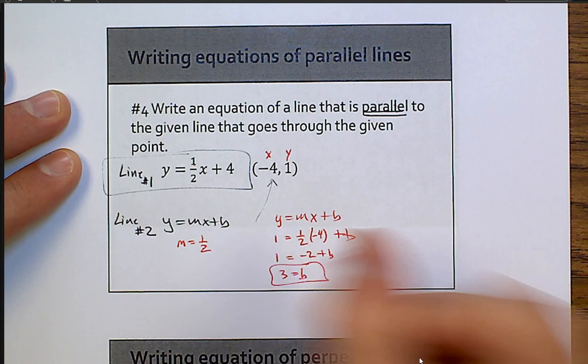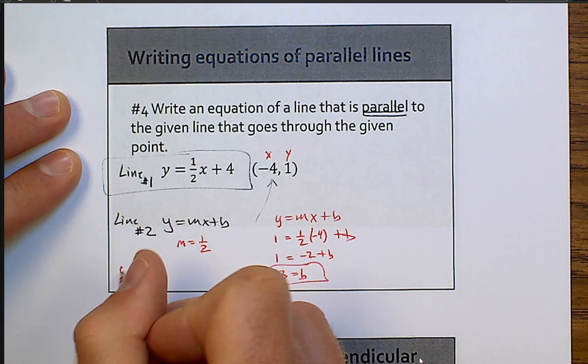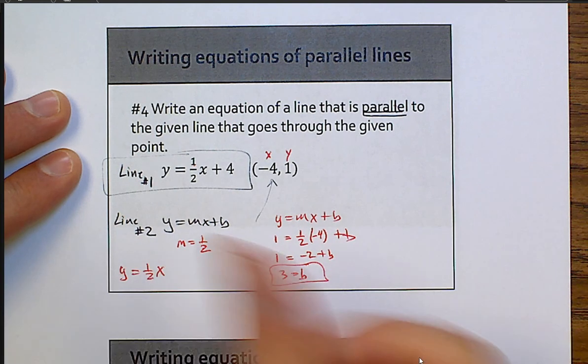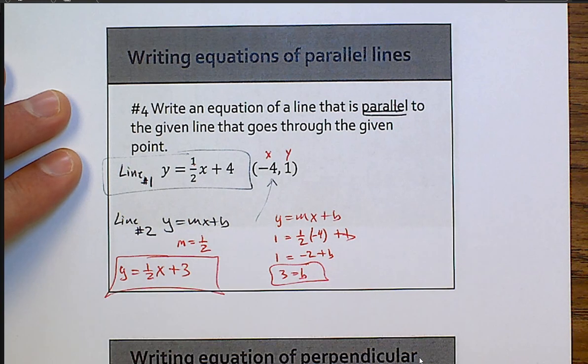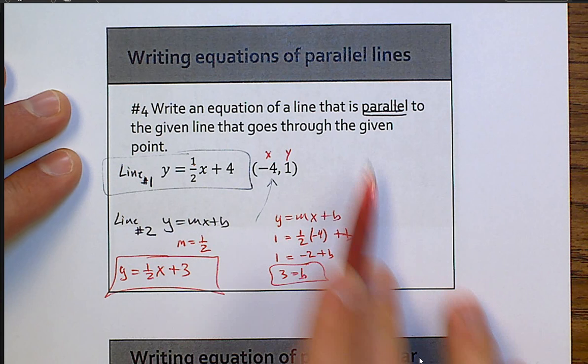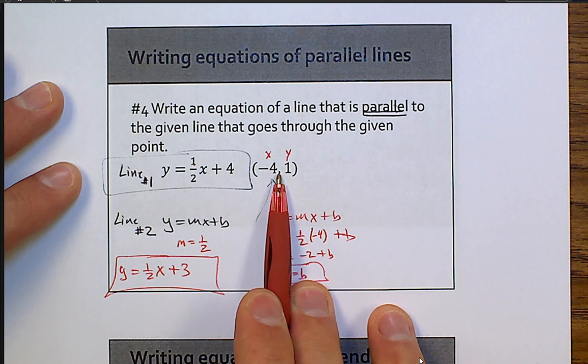And my final answer for line number 2 is y equals 1/2 x, because that's my slope. I just found my b to be 3. And there is an equation of a line that is parallel to the first line using that point, or going through that point.